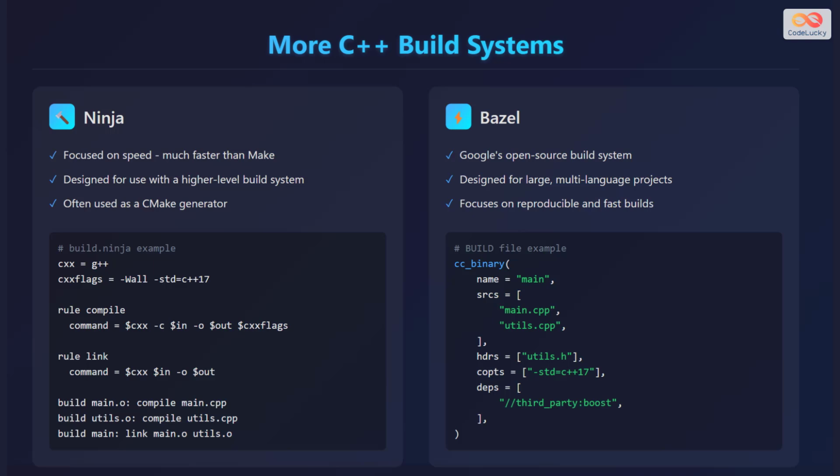Then we have Bazel, Google's open-source build system, designed for large multi-language projects. It focuses on reproducible and fast builds. This is an example of a build file for Bazel.